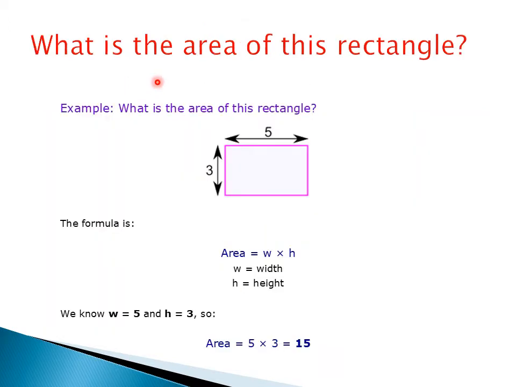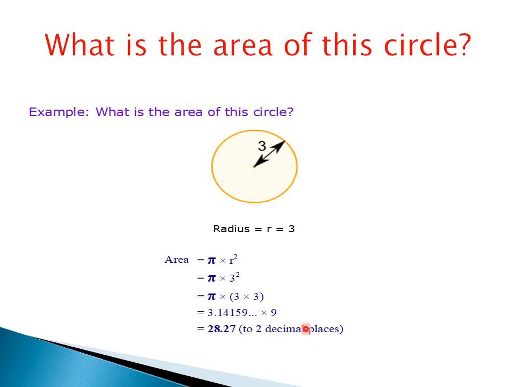First, what is the area of a rectangle? We have this rectangle. This is called width. This is called height. The formula is area equal to W into H, width into height. Height is given 3 and width is given 5. So we will multiply: area equal to 5 into 3 equal to 15. We will get 15.